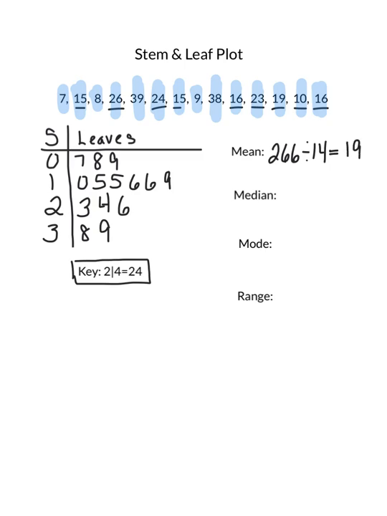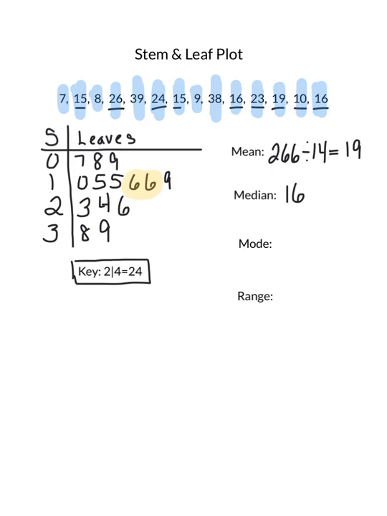Now to find the median, there were 14 numbers up here, so the middle number will be between the 7th and the 8th number. 1, 2, 3, 4, 5, 6, 7, 8. So my middle number will be between these two 16s. Well, what comes between 16 and 16? Obviously, 16. So my median is 16.